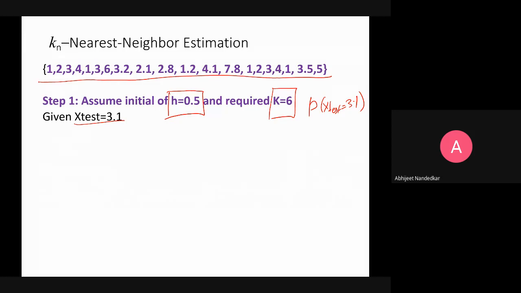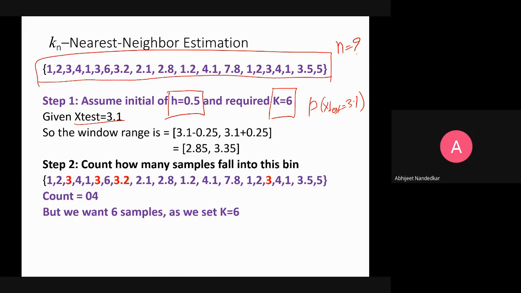Okay, so these are some samples here. You can count how many are there. So that is my n. Okay, we find out this. Now, the initial window is 3.1 minus 0.25. So what you do, you take this h and divide by 2, since total length of window is h.